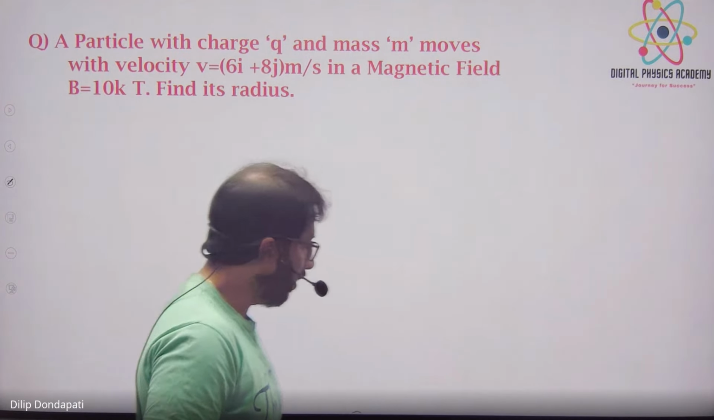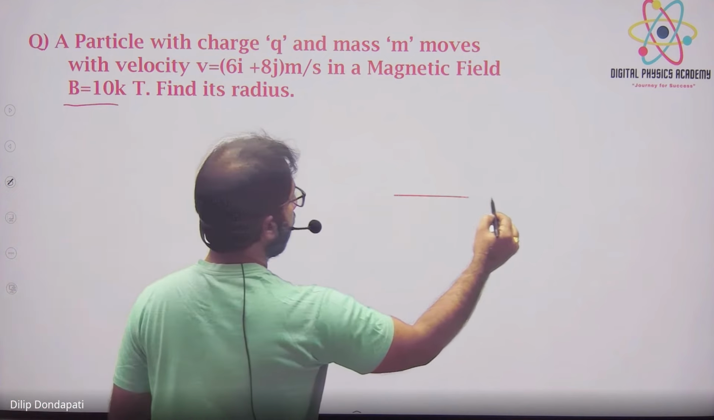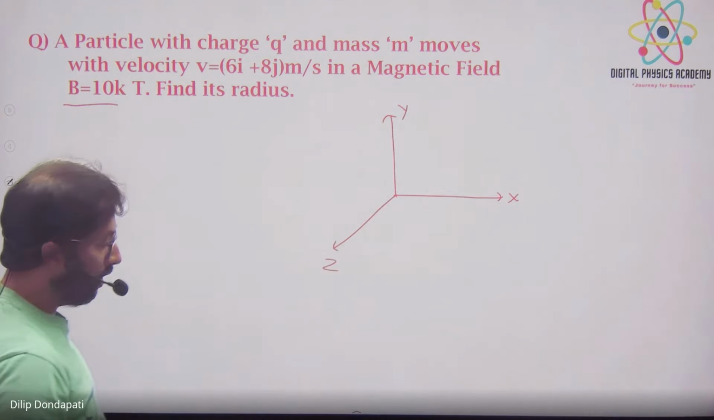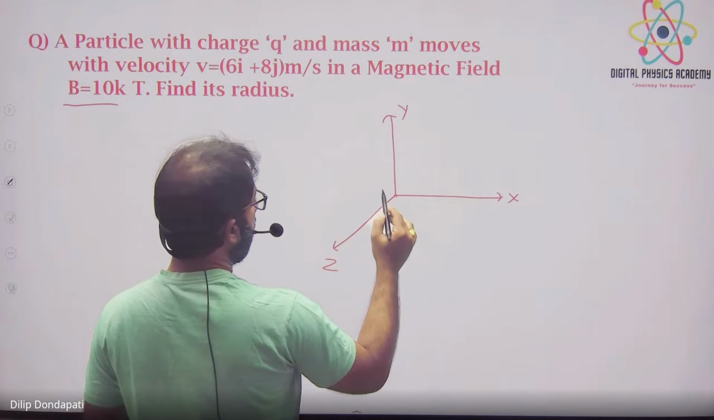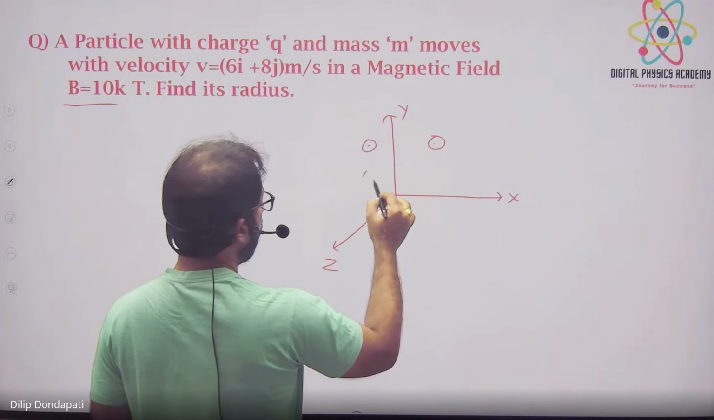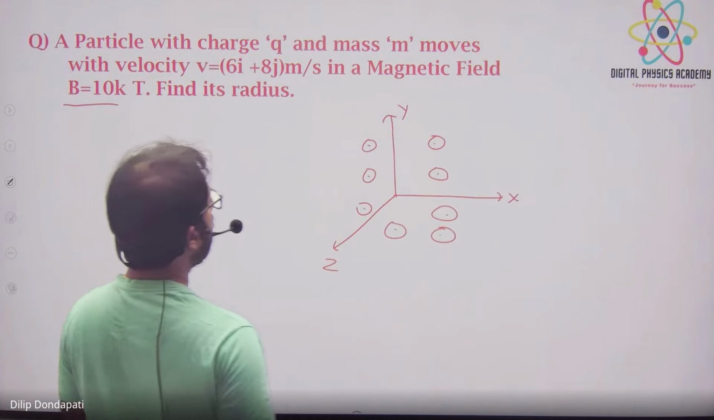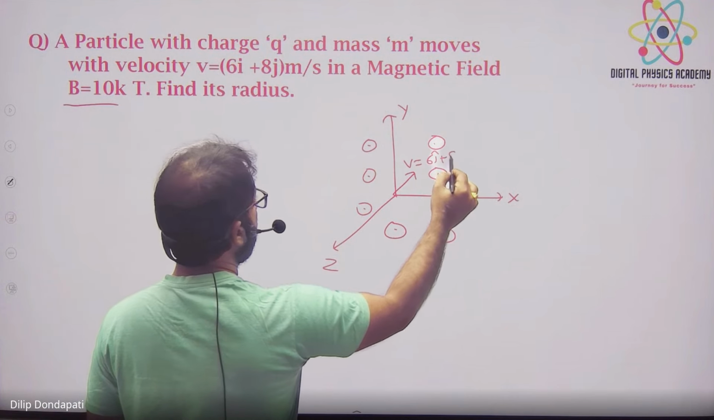ये करो, ये mistake करेगा मेरे ख्याल से. Diagram draw करो, understand and solve. A particle with charge mass is moving with velocity i and j, and now B is in 10 k cap. Okay, find the radius. X-axis, y-axis, z-axis. So z is coming towards you, right? So now magnetic field is along k cap. मतलब it is along like this, right? Outside. And I am throwing with velocity 6 i cap plus 8 j cap.